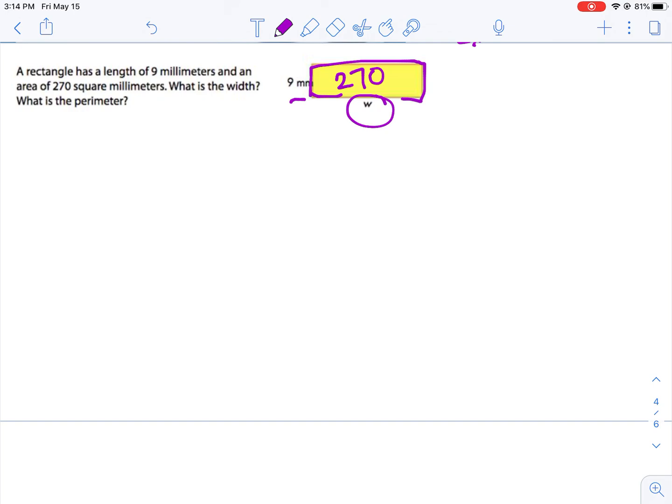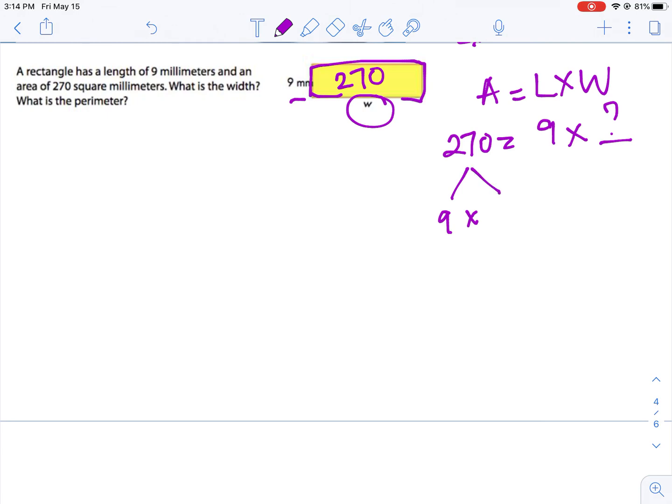So again, like I told you, area equals length times width. So here in this case, we have 270 equals 9, which is what we know, times the width, which we don't know. So like I told you, we can use division and multiplication. They're reciprocal. So we know that 9 times something equals 270, so we're trying to figure this out. So let's go 9.